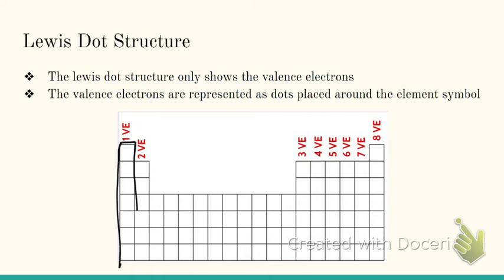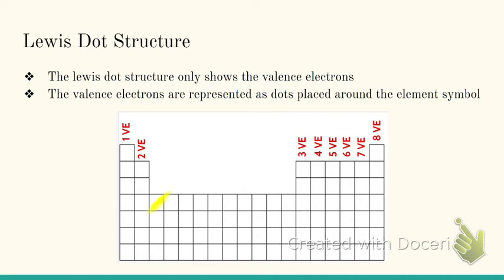In column 1, all of those elements will always have one valence electron, no matter what. So this is going to be like our lithium, this will be our sodium. All of those always have one valence electron. Column 2 right here always has 2 valence electrons.